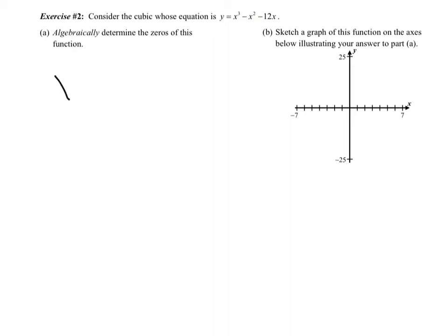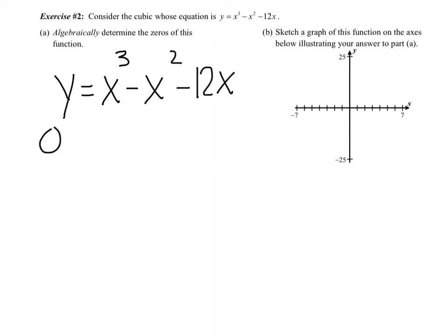So when I want to determine the zeros, I basically just set my equation equal to 0. So 0 equals x cubed minus x squared minus 12x. Now, I want to be very clear. Okay, and this is a huge deal. Some people are going to miss this every year.